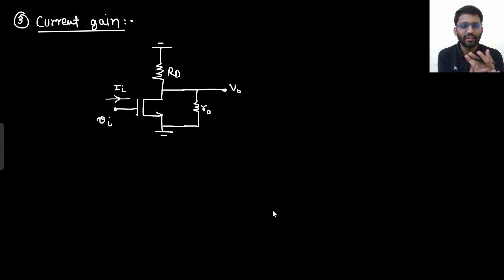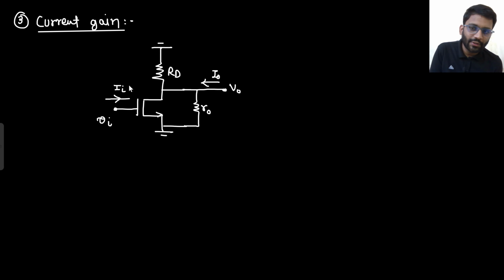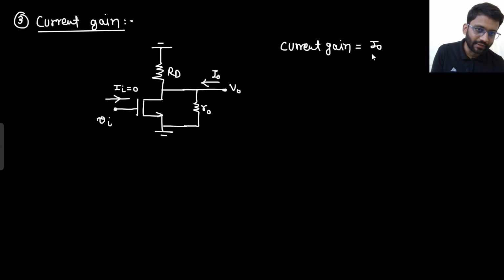They will give the arrow. It's not that they will ask you what is the current gain without it. They will give the arrow whether they want I out to be in this direction, from right to left or left to right. But we are assuming from right to left. What will be your current gain? Tell me. What is your I in? You already know it is 0 ampere. So no matter whatever the I out is, the current gain will be I out by I in. We already know what is I in. I in is 0. So current gain will be infinity.